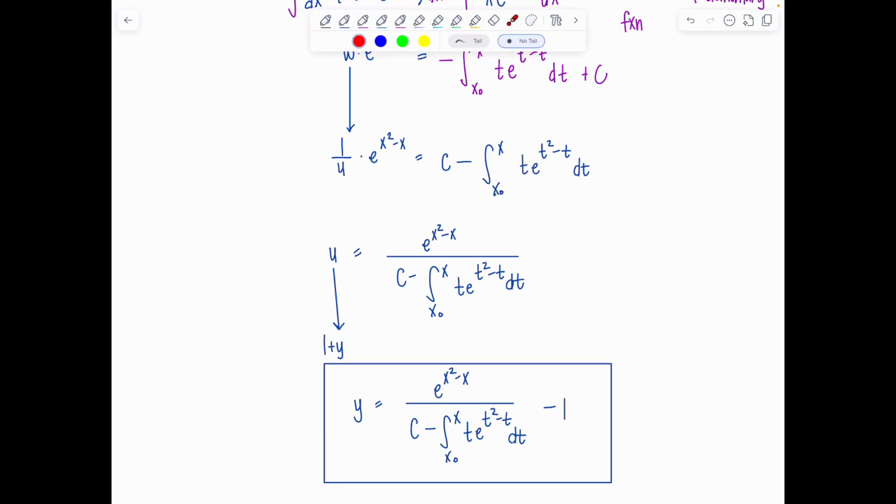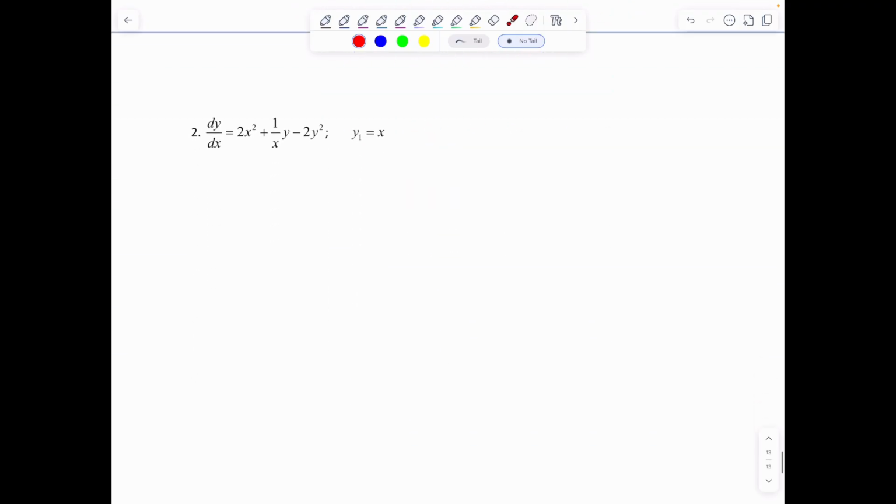Okay, I just got one more Riccati for you because as you can tell, it's quite the process. You got to jump to Bernoulli land, then linear land. You know, it's like we're all over the place. So here we go. Last one. Almost there. So dy dx equals 2x squared plus 1 over x times y minus 2y squared. And the given solution is y1 equals x.